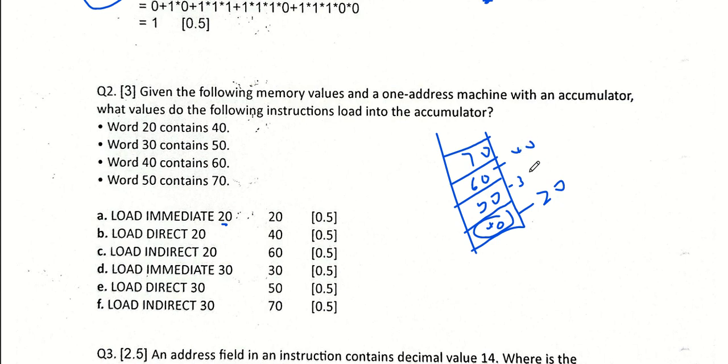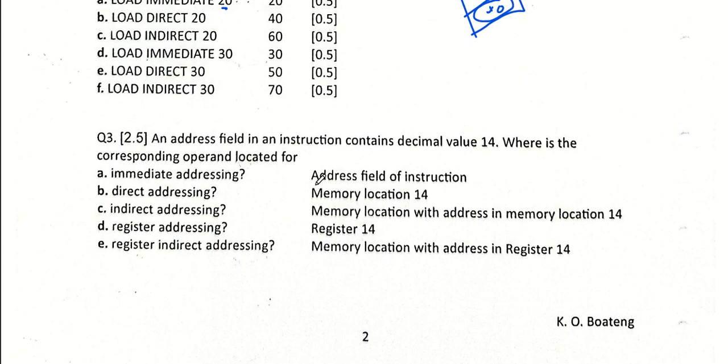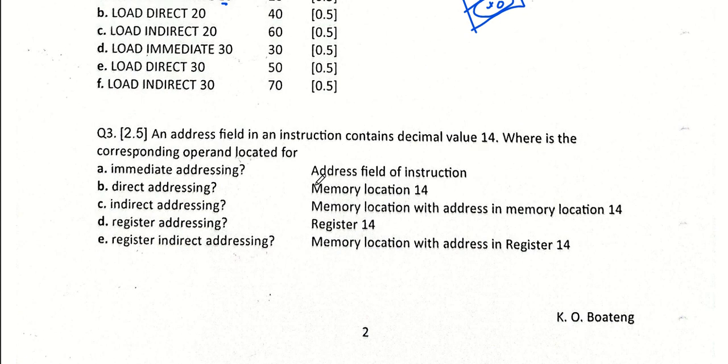Okay. So the next one is you have an address field. An address field of an instruction contains the decimal value 40. So it means that you have an instruction, right? The instruction's operand or address field is containing the value 40. When you're asking where is the corresponding operand located, right?